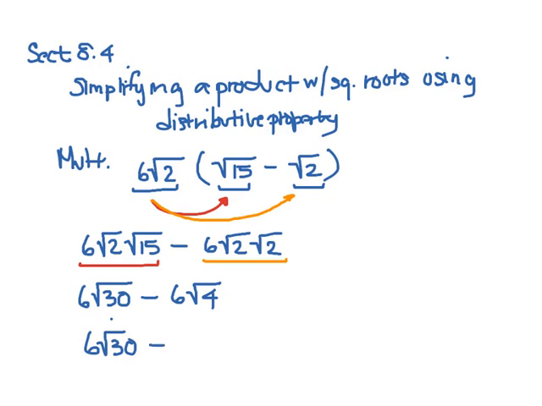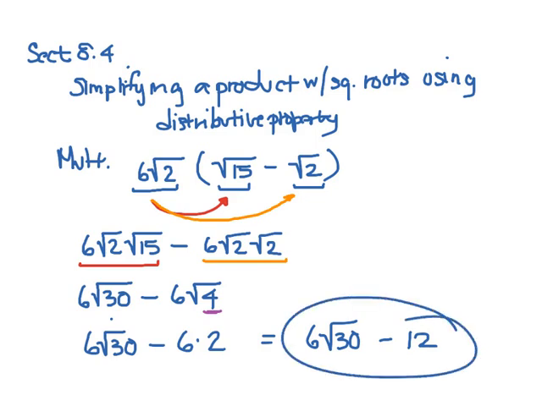minus, but 4 is a perfect square, right? So we can rewrite this as 6 times 2. So that gives us 6 times the square root of 30 minus 12. Now we can't combine anything and we can't simplify anything anymore, so this is our final answer.